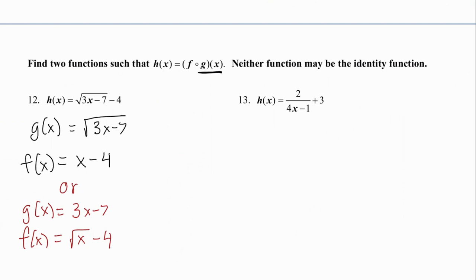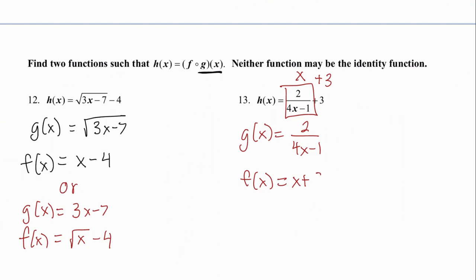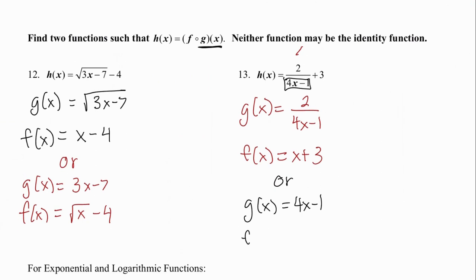So like for the next example, again, there's more than one answer. Let's say our inner function, our g of x, I picked to be this whole thing, this 2 over 4x minus 1. So then to find our outer function, I'd replace that whole thing with x, and it would be just x plus 3. So again, that's one option. Or another option, I could say, okay, maybe I don't want that whole thing. I just want this to be my inner function. So g of x would be 4x minus 1. And so then my outer function, my f of x, would be 2 over that whole thing. I'll replace it with x plus 3. And again, there's even more than that. This is just two examples.